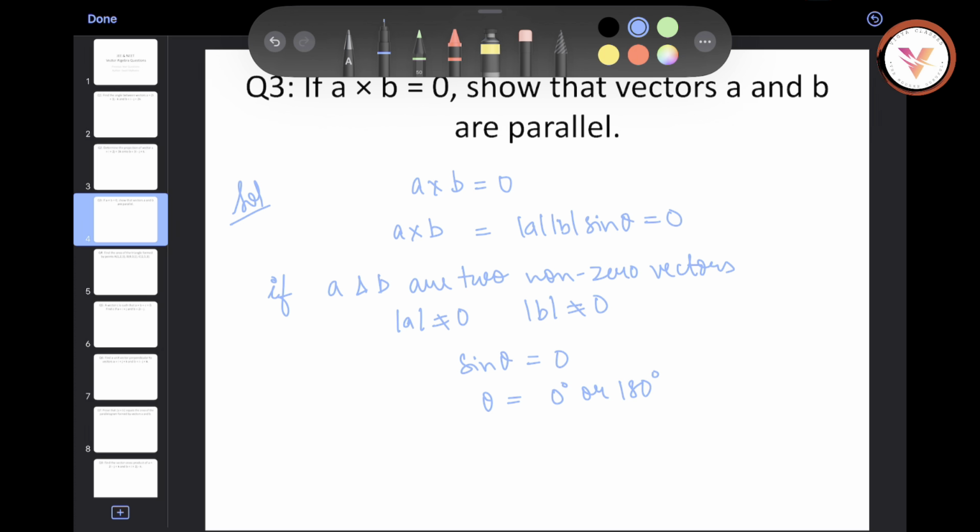That means A and B vectors are either parallel or anti-parallel. So it's like this.